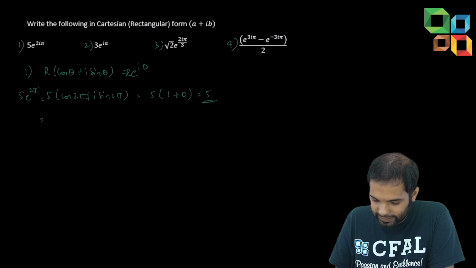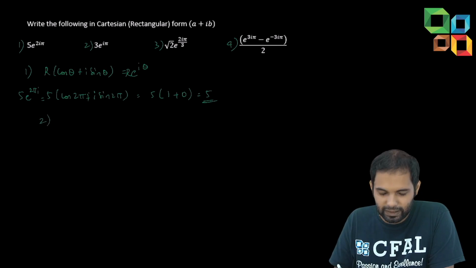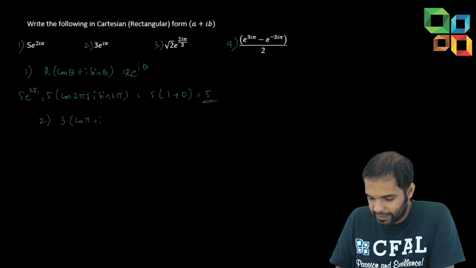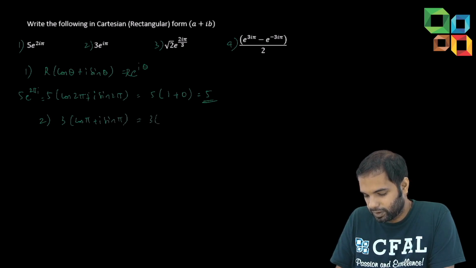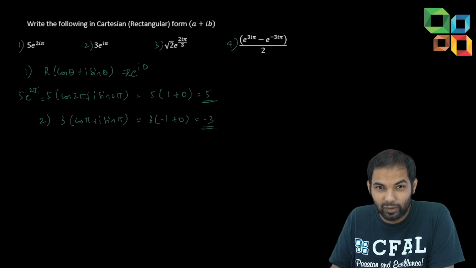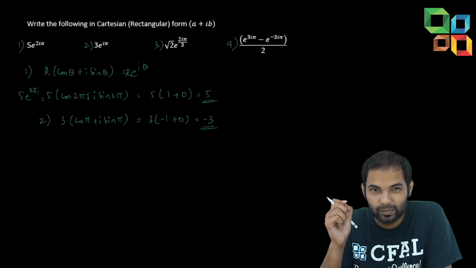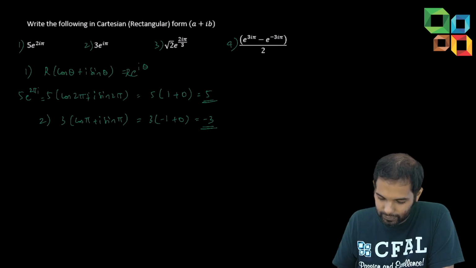Second one, 3 pi, right? The angle is pi. So it is 3 times cos pi plus i sin pi. Again, sin pi is 0, so again you're going to get a real number. Cos pi is minus 1 plus 0. The answer is minus 3. Now you can guess when you get a real number: whenever the imaginary part is 0, so usually it is multiples of pi. The sine is 0 at that time.